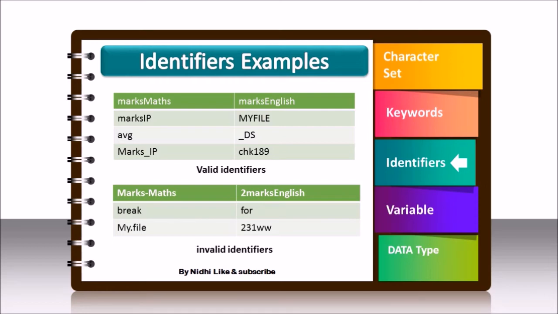Marks maths, like this you can write. Marks English, marks IP, a capital and small combination you can write. You can start with an underscore, and in between you can put an underscore. You can write numbers after some characters, that will be valid.